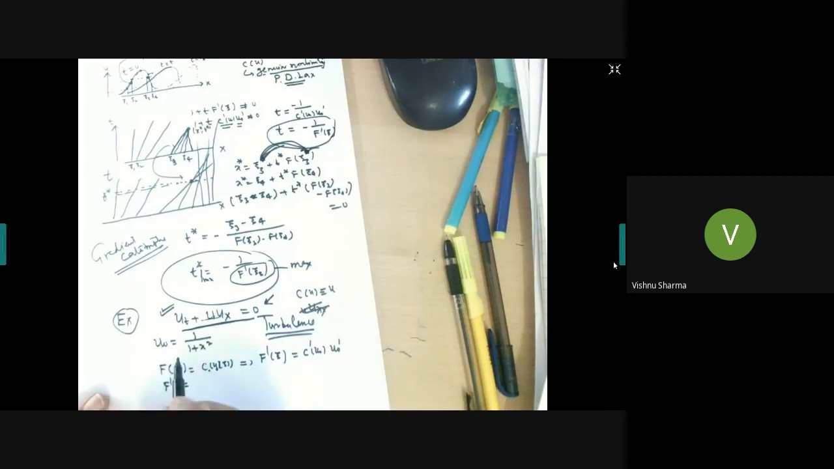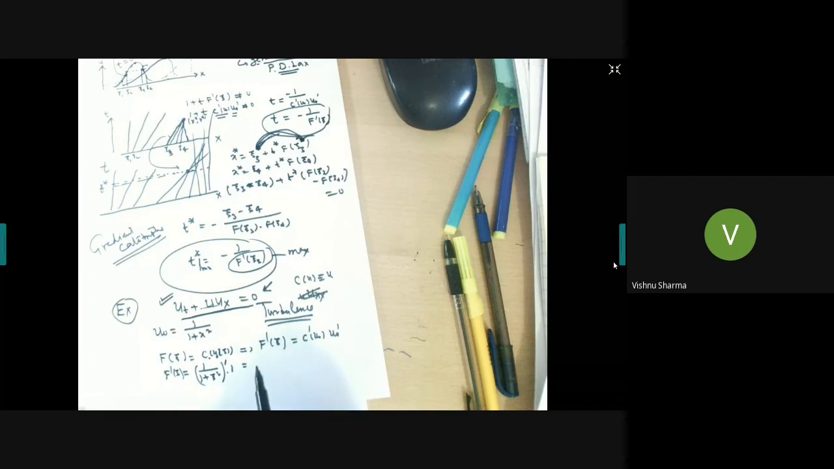So f dash xi is, this c is nothing but u. U is 1 upon 1 plus xi square. Am I right? So the derivative of this into u naught dash. C prime u is 1 and this is u naught dash. Is that right? Yes, sir, correct. Okay. So now what will be the derivative of this?